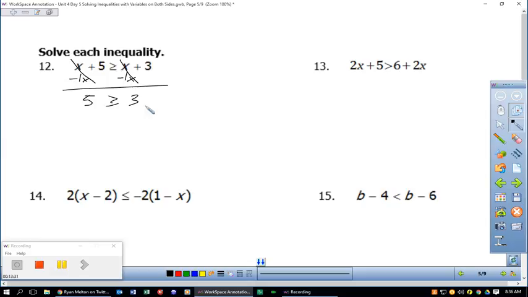Okay. Now, if you remember back with solving equations, we'd have something that's either a no solution or an all real numbers. Is 5 greater than or equal to 3? Yes, that's true. So the answer is all real numbers.